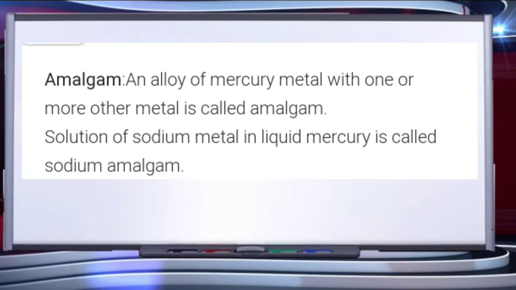Like if the alloys are having iron in them as one of the constituents, they are called ferrous alloys. If the iron constituent is not there, then they are called non-ferrous alloys. Similarly, one type of alloy is amalgam. An alloy of mercury metal with one or more other metals is called amalgam. For example, solution of sodium metal in liquid mercury is called sodium amalgam.